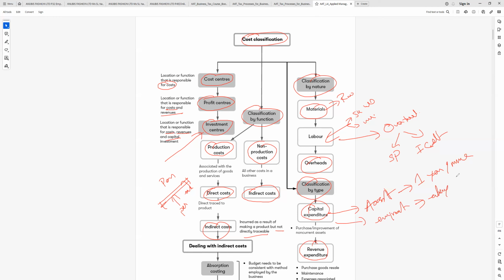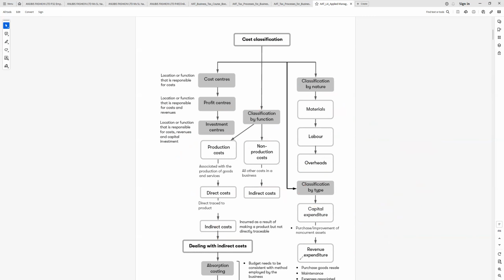But if we have a cost that is a day-to-day expenditure, for example, paying the wages and salary, paying the rent, paying the bill, or buying the raw material, that is mainly revenue expenditure. So day-to-day expense. And sometimes we can categorize it as working capital. So this sort of cost comes under revenue expenditure.